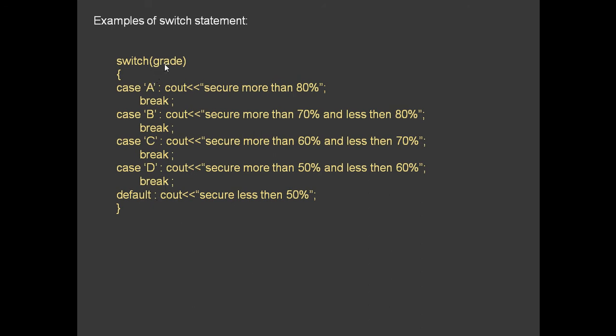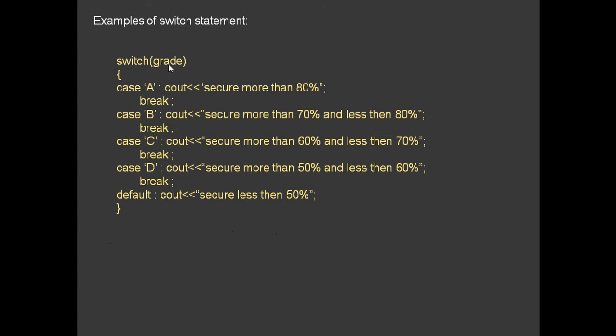So if you enter a, then case a, is it true? The comparison will be done. a equals a, yes. In that case, cout secure more than 80% will be printed out on the monitor screen. Then after this semicolon, it comes to the break statement. When it encounters the break statement, like I said, it will force the compiler to stop execution of the switch case. Since we have found a matching value, case b, c, d will not be executed, and it will come to the closing bracket and execute the next statement after this switch case.